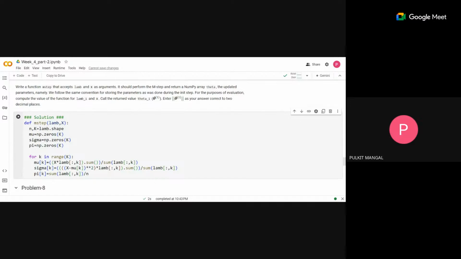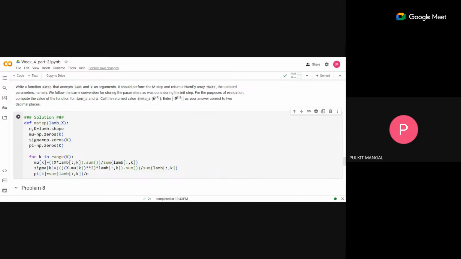So our final step is we need to change n comma k equals lamb dot shape. This will give the row count and the column count. For any numpy array, shape will give you a tuple. So this lamb dot shape will return the tuple in the form of row comma column of the matrix. There are n rows and k columns, so it will give n comma k.